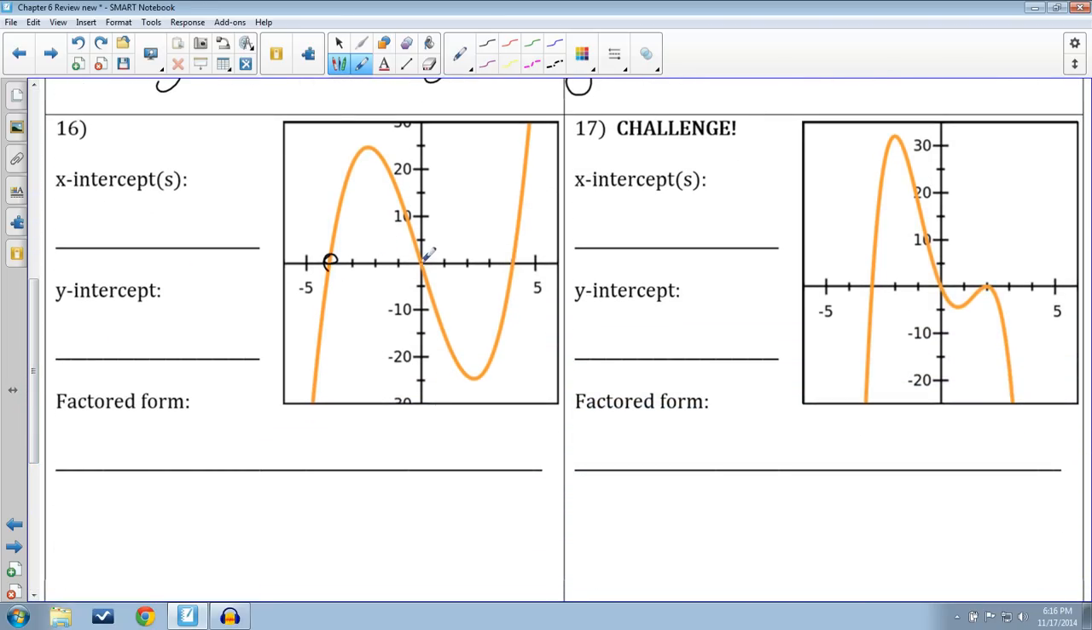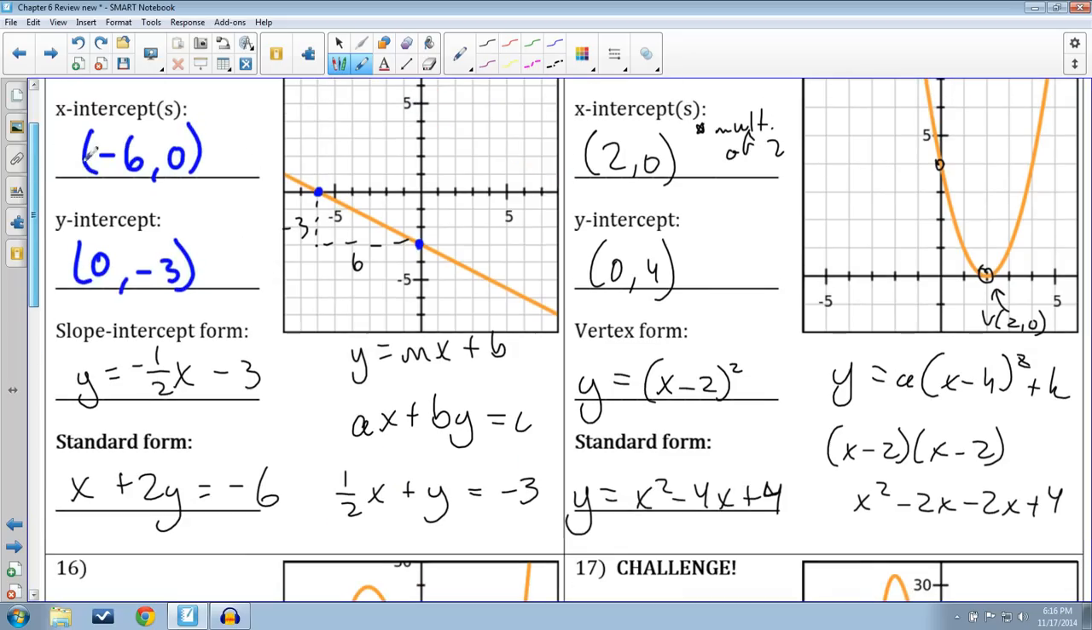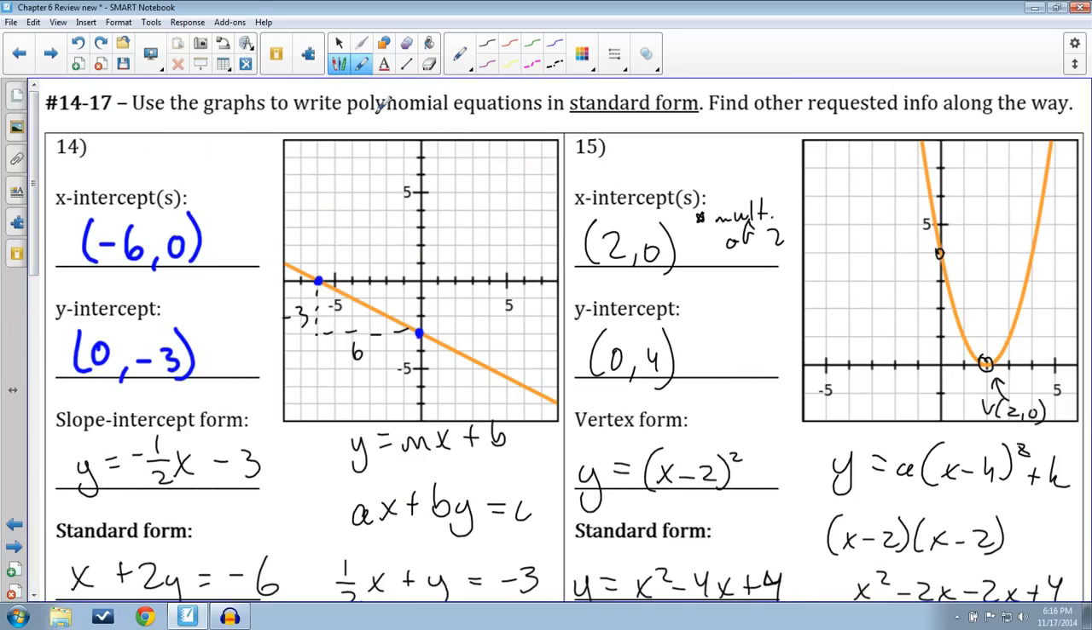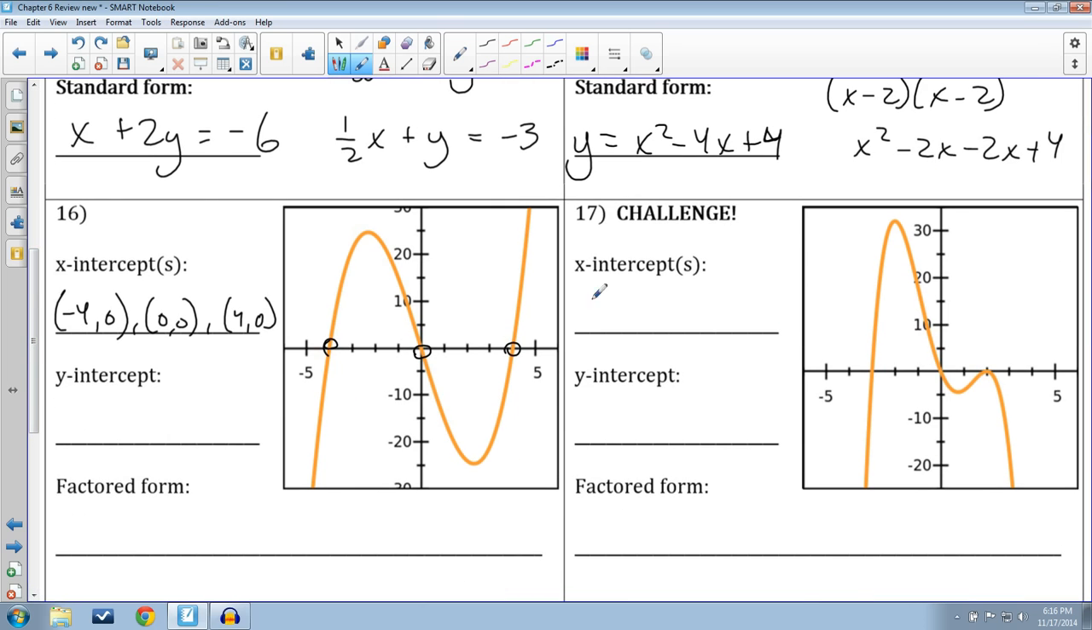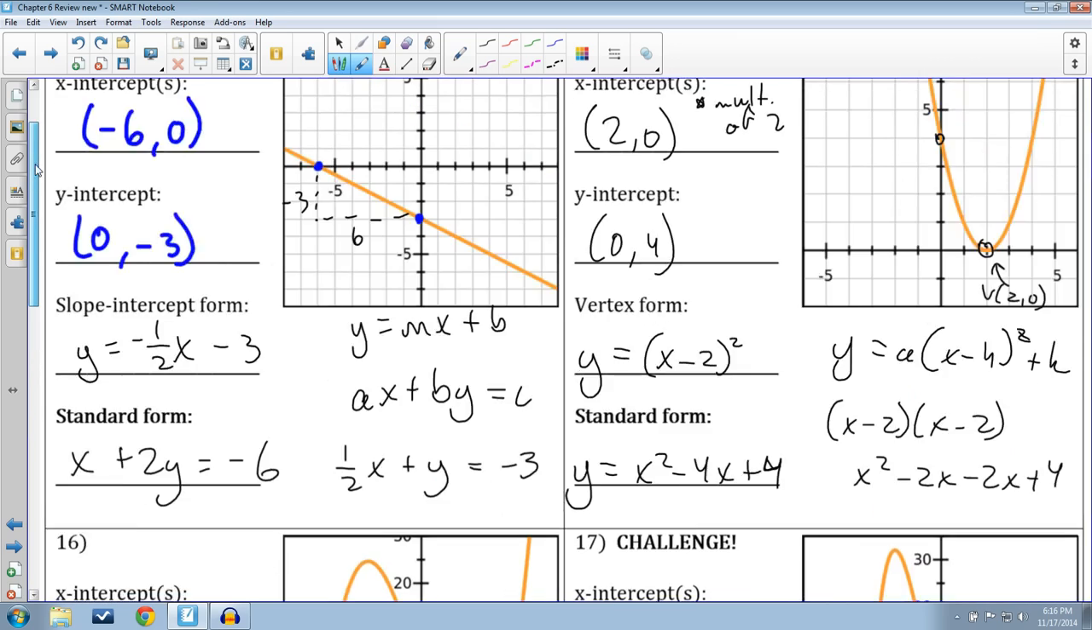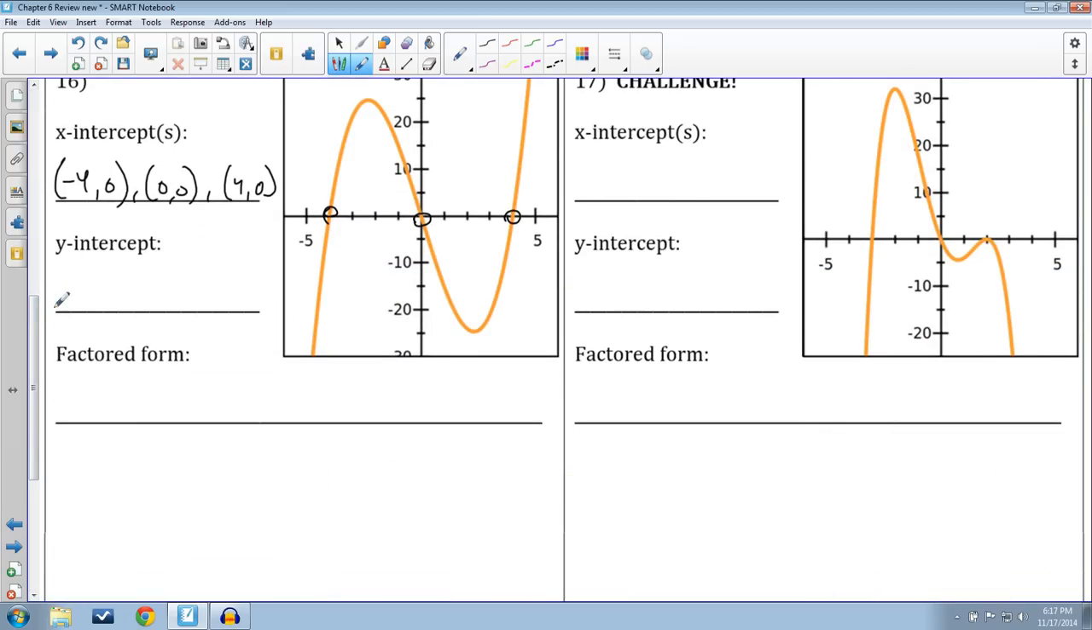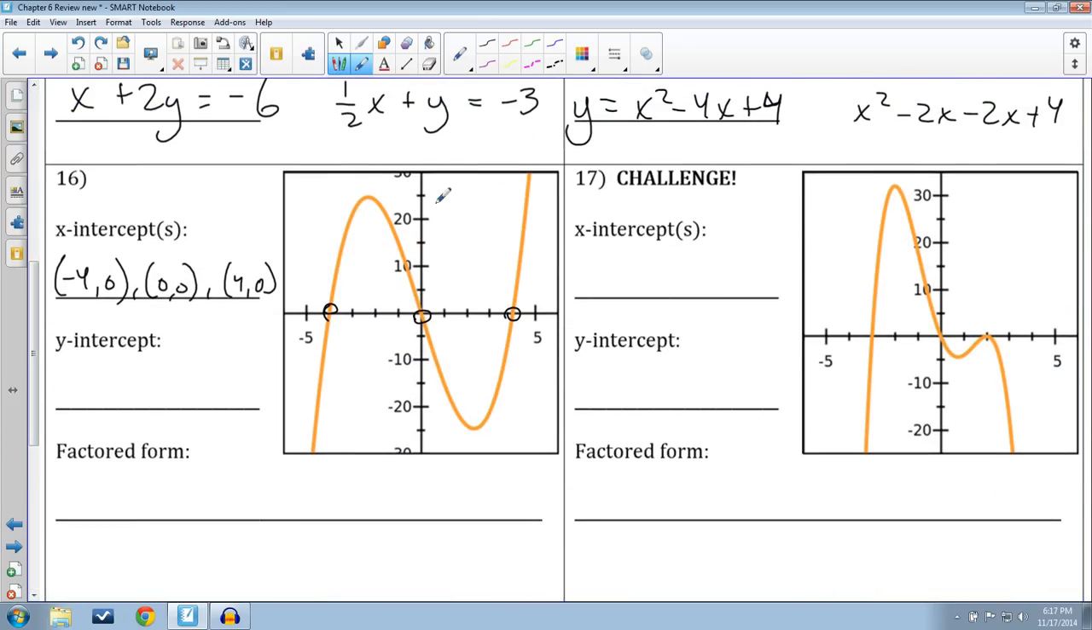X-intercepts right here. I got negative 4, 0; 0, 0; and 4, 0. So this is definitely at least a cubic function. This also could be a quintic. It could be, I don't know what they're called after that, it could be power of 7. That's why I just said write polynomial equations. I didn't say with a certain stretch factor. I didn't say knowing that it's a cubic. Now I know it's not a quartic. It starts from the bottom, finishes at top. I definitely know it's not quadratic or linear. So you've got to go with what you know. Y-intercept is 0, 0, passes through the origin.